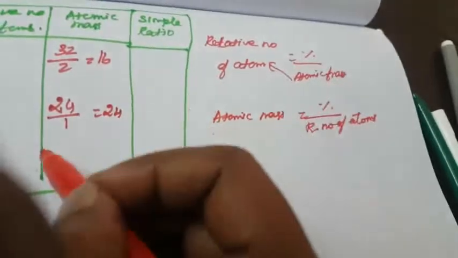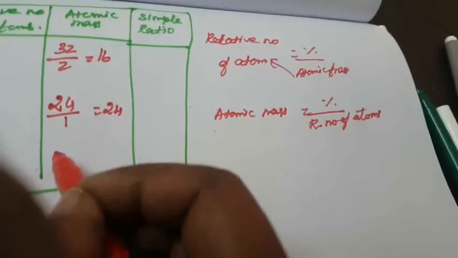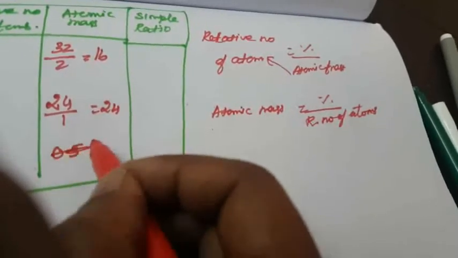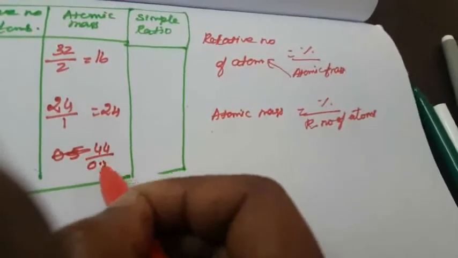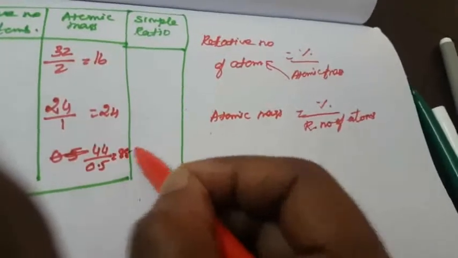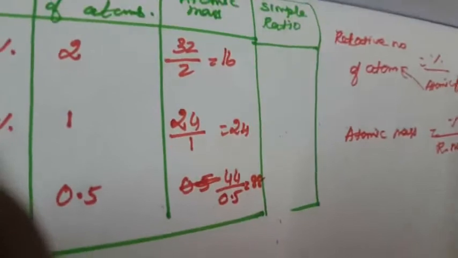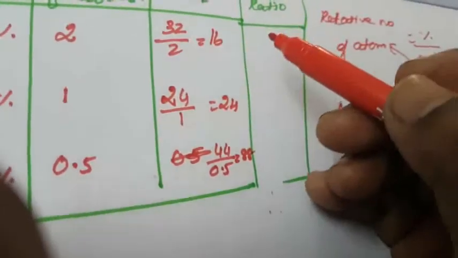24 divided by 1 equals 24. Then 0.5, 44 divided by 0.5. What is that answer? That is 88. So these are all given, that is, we calculated. Now what is the simple ratio?